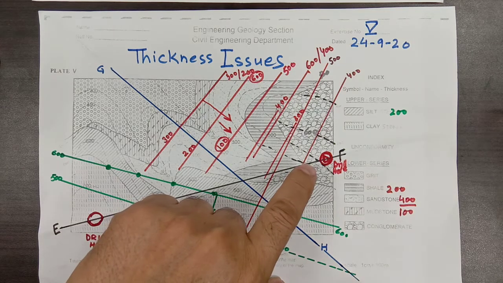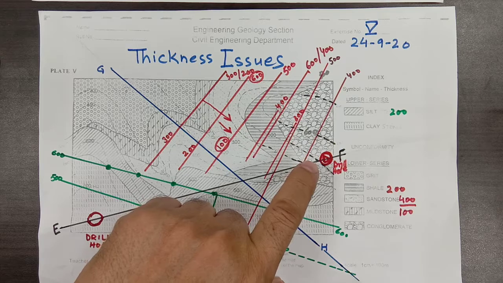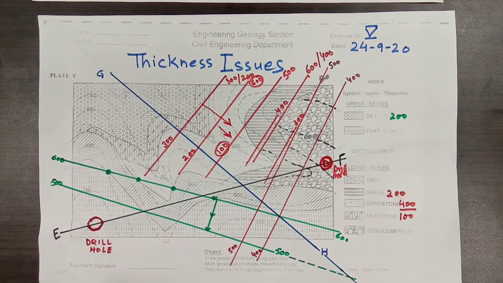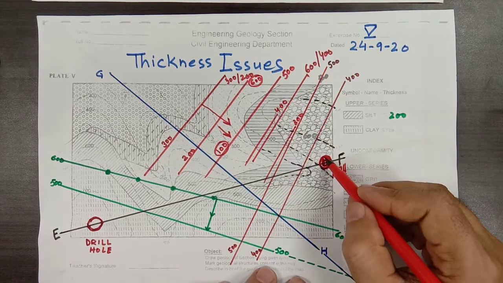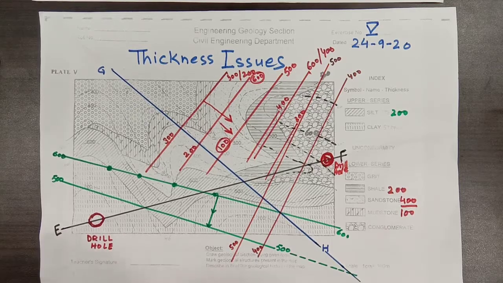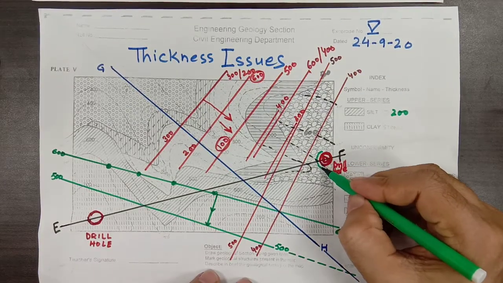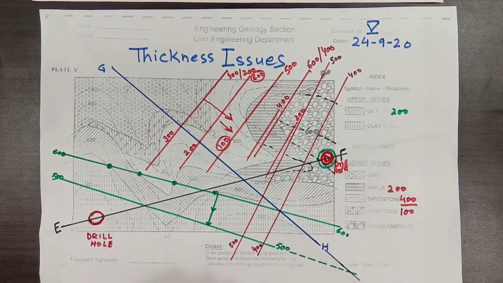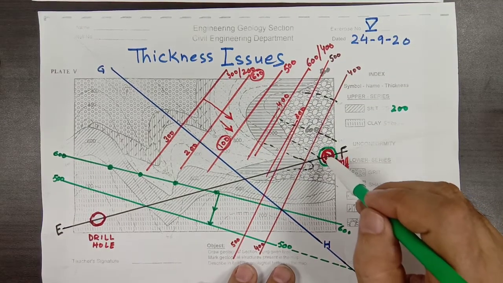But because conglomerate is the youngest rock of the older series, and it is definitely older than the rocks of the upper series, it may or may not be present under the ground. We don't know. So my question is, if we have this drill hole, are we going to get conglomerate or not? Because on the ground I am drilling on the conglomerate.